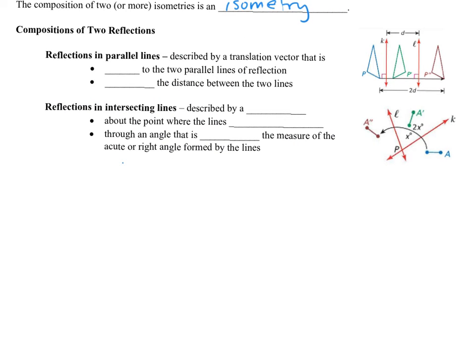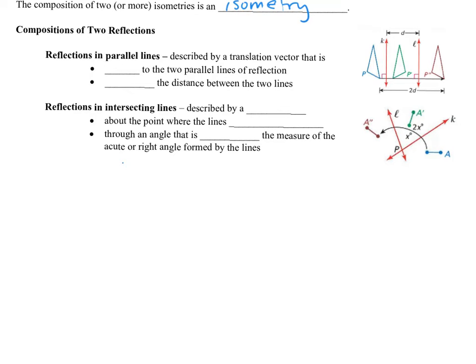Okay, so the next composition of transformations we're going to look at is a composition of 2 reflections. Now, every time you do a reflection, there's going to be a line of reflection. So if we do a composition of 2 reflections, that means there's going to be 2 lines of reflection, and those 2 lines can either be parallel or they could be intersecting. So let's look at the 2 cases, starting with a composition of 2 reflections in 2 parallel lines.